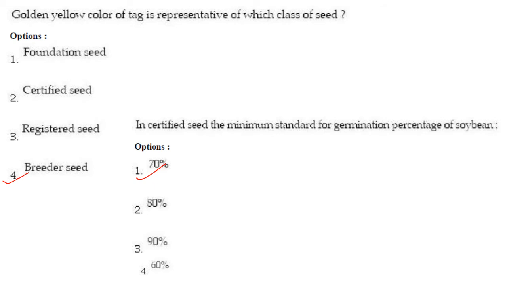Next one, golden yellow color of tag is representative of which class of seed? Option 1 foundation seed, 2 certified seed, 3 registered seed, 4 breeder seed. Answer is option 4, breeder seed.